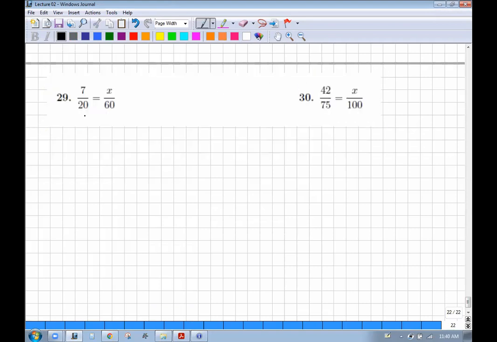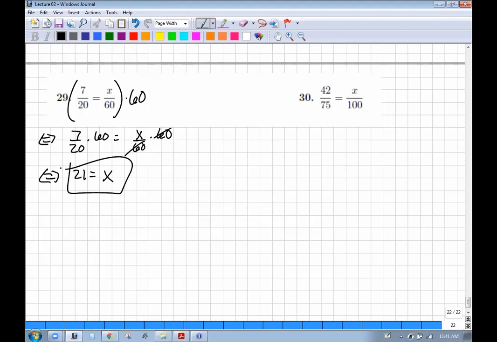All right, so this one over here, I'm going to use shortcut notation. Multiply everything by 60, right? So I'm multiplying the left by 60 and I'm multiplying the right side by 60. So let's see, 60 over 20 is 3 times 7 is 21. So I have x, 21 equals x. That's the same thing as x equals 21, right? Equality goes both ways. All right, so we could put a box around our answer.